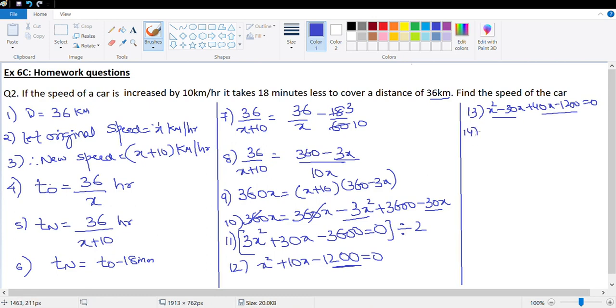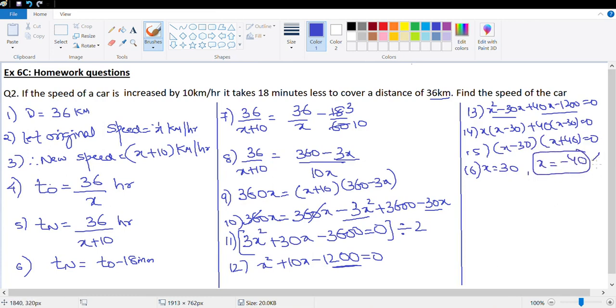Grouping it the way I've underlined, x times x minus 30 plus 40 times x minus 30 is equal to 0, which means x minus 30 times x plus 40 is equal to 0, which means x is equal to 30 or x is equal to negative 40. This is rejected since speed can't be negative. So to find the speed of the car, original speed is equal to 30 kilometer per hour. Perfect. Let's look at the next homework question.